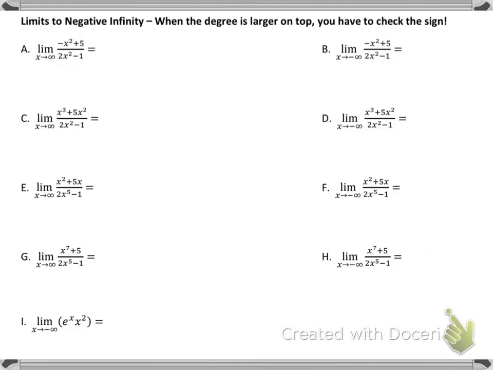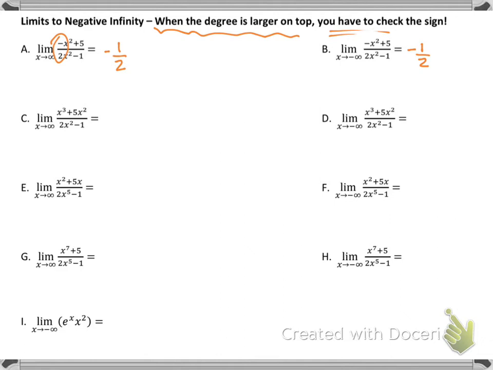Okay, so for finding limits to negative infinity, looks like my picture got a little bit cut off the screen, but I think you can still read it. When the degree is larger on top, you have to check the sign. Okay, this first one, it's not larger on top, so all we have to do is look at the ratio of the leading coefficients, -1/2. Even over here on B, when we go to negative infinity, if the degree is the same, you still just have to look at the ratio of the leading coefficients. You do not have to check the sign. You can, but you'll find out that you get a -1/2.